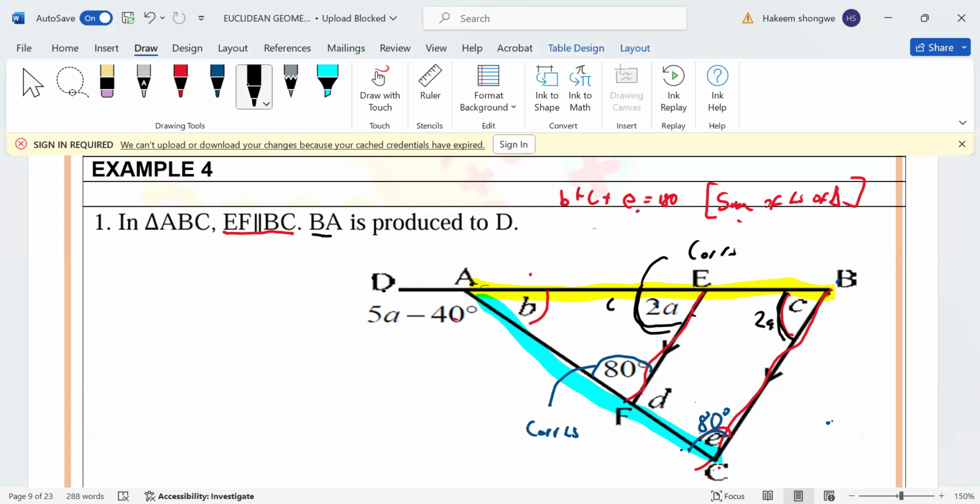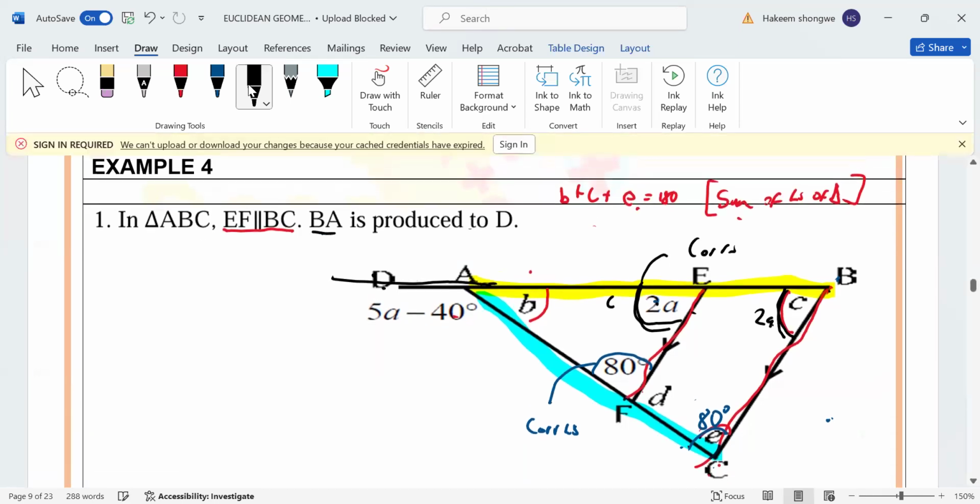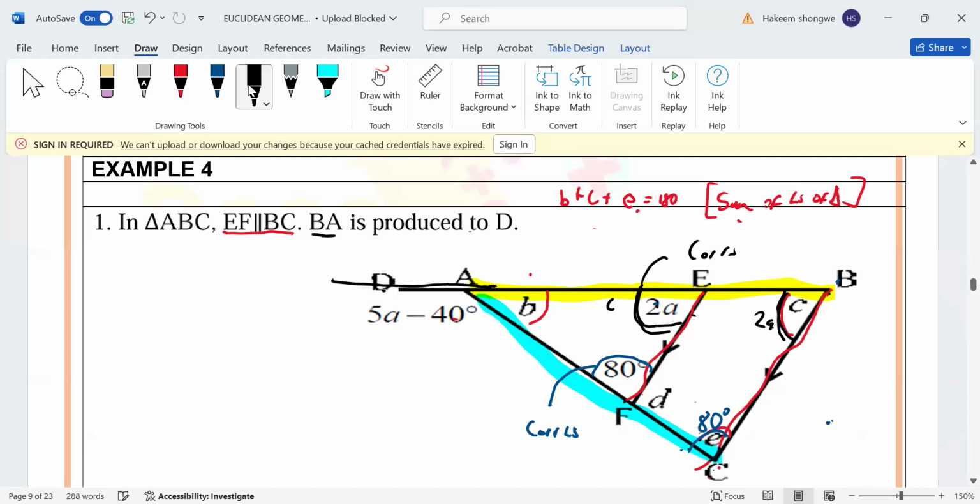You can tell me that we have BA, which is produced to D. Produced, it's giving us an exterior angle. Once I say something's produced, I'm talking about exterior. If it's produced, then it gives us what? An exterior angle. So this one here is going to be an angle outside. It's an angle outside of what? It should be outside of something.